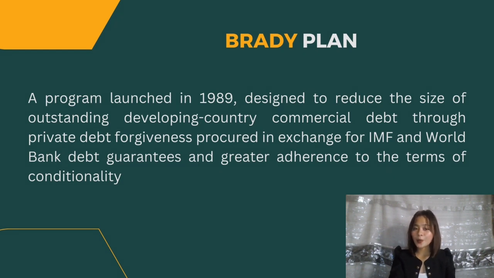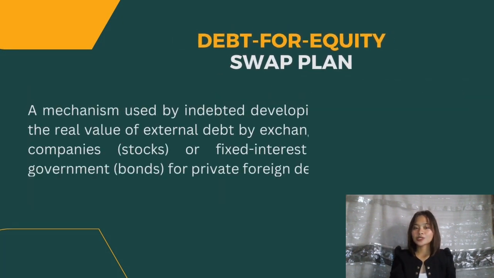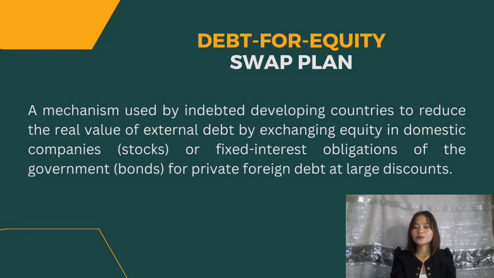A Brady Plan is a program launched in 1989 designed to reduce the size of outstanding developing country commercial debt through private debt forgiveness procured in exchange for IMF and World Bank debt guarantees and greater adherence to the terms of conditionality. Debt for equity swap, on the other hand, is a mechanism used by indebted developing countries to reduce the real value of external debt by exchanging equity in domestic companies, stocks, or fixed interest obligations of the government, bonds, for private foreign debt at a large discount.